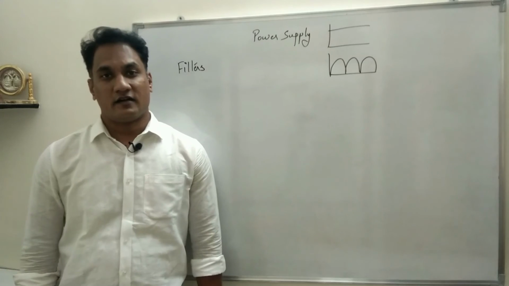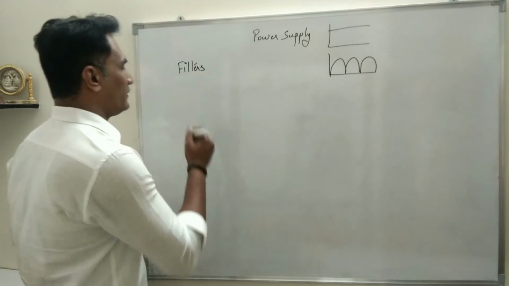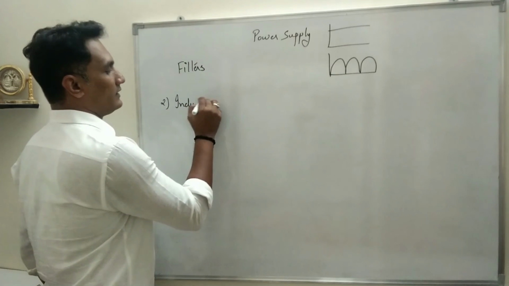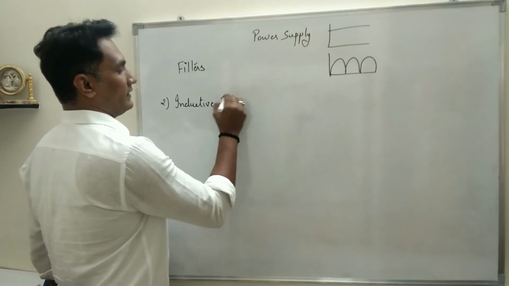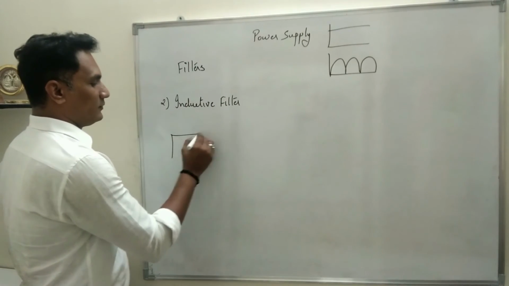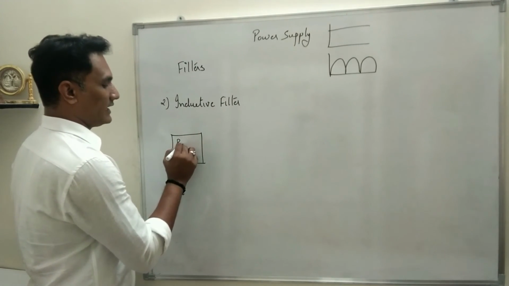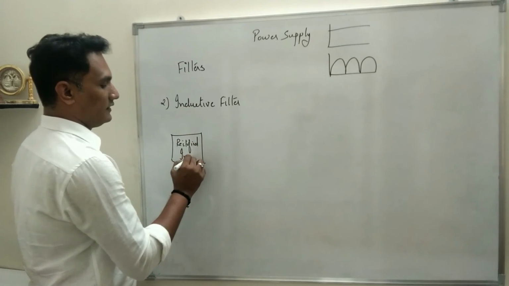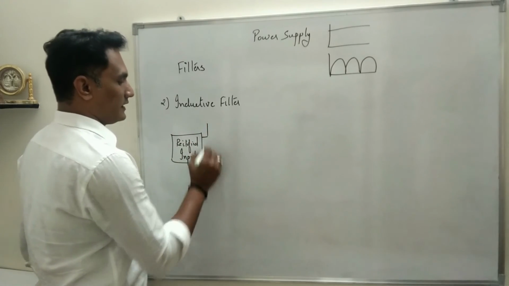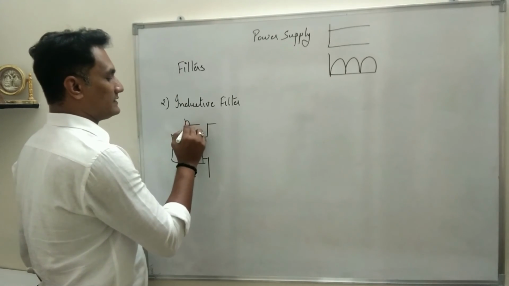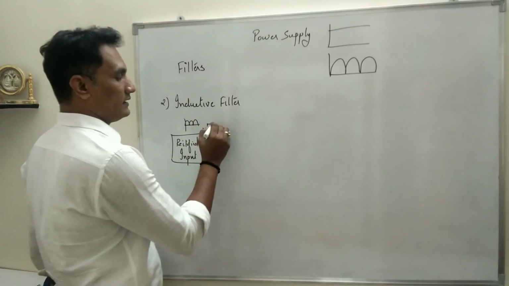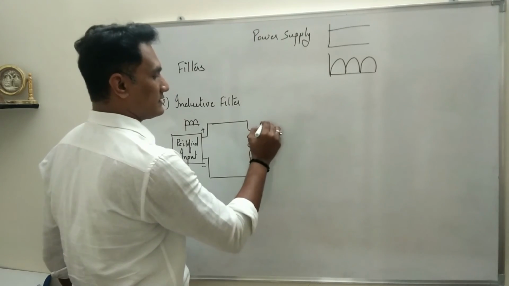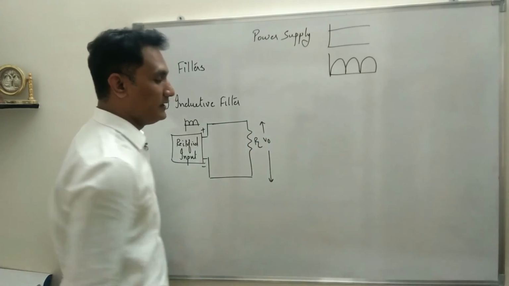The next one under the heading of filters, the second one, is the inductive filter. Okay, so the same circuit will prevail. We have a rectified input for the filter. The rectified input will have both AC as well as DC, and then it will be connected to the load resistance across which the output will be taken.